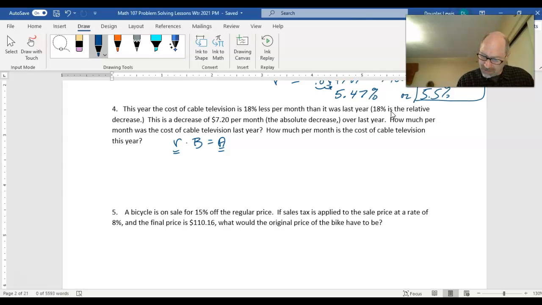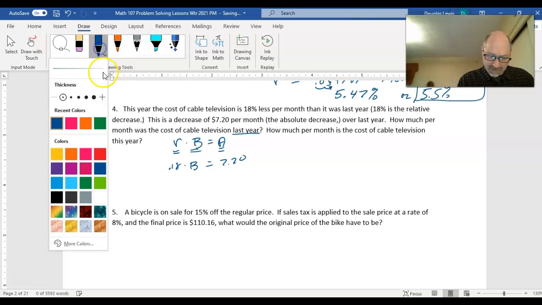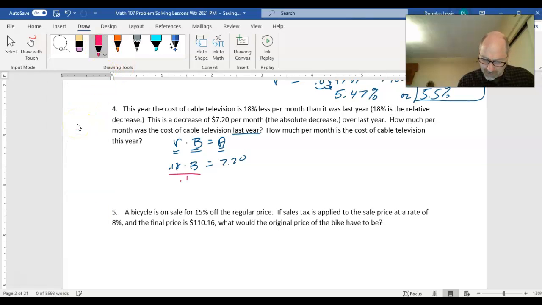So it says, how much per month was the cost of cable television last year? Well, that is the base. That's the before. Last year is the before amount. So the rate of 18% times the base is equal to the amount of the absolute decrease of $7.20. And so in this problem, we're just going to divide by the 0.18 to find out what B is. So we get 7.2 divided by 0.18.